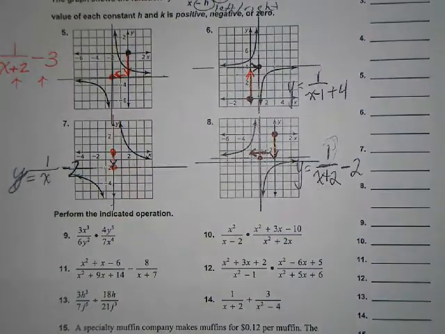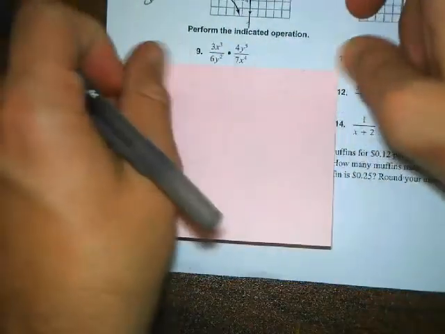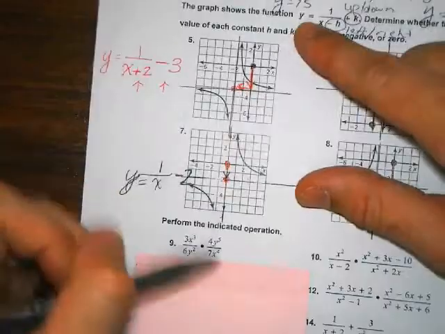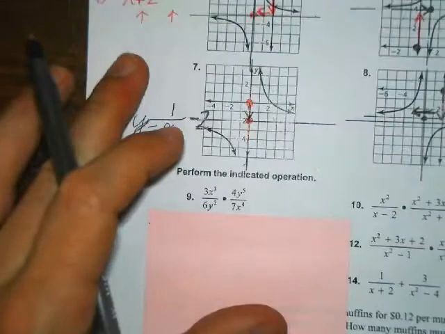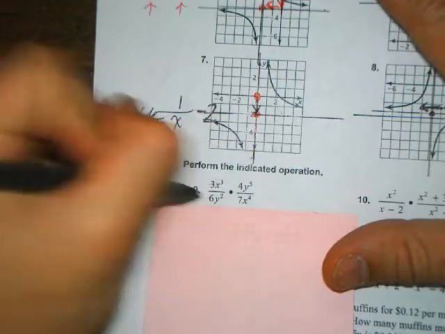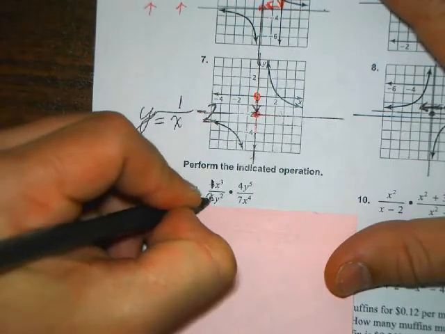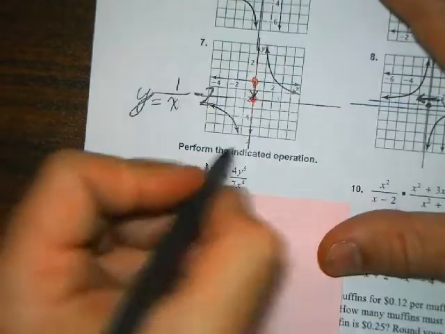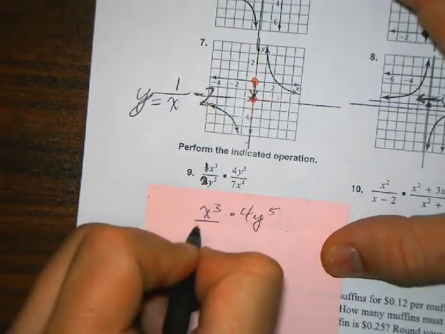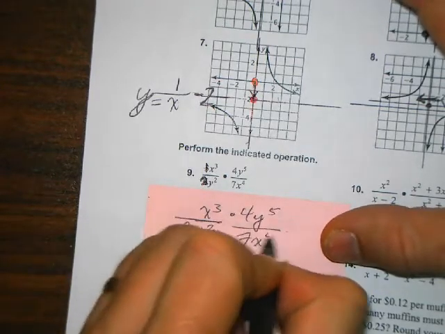Alright, number 9, asking us for performing the indicated operation. So what we need to do is, just like we did up here, reduce all of our terms as much as we can, and then multiply. Alright. So I see a 3 and a 6 here, and if I divide by 3, this will be 2. So I would have x cubed times 4y to the 5th divided by y squared, and divided by 7x to the 4th.